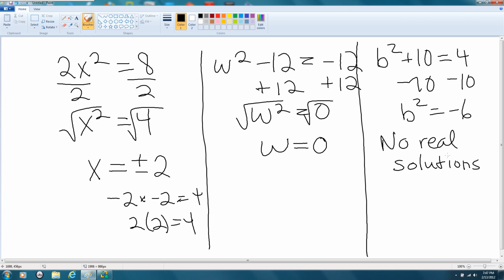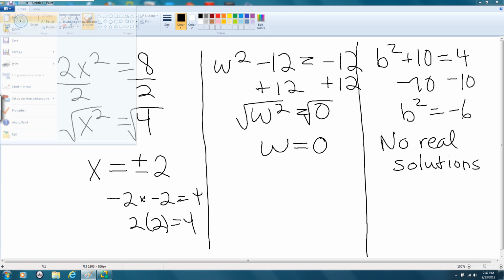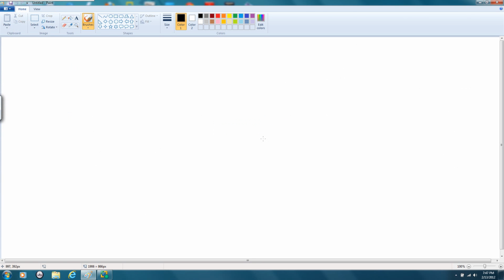I'm going to get another page here, so let me just get a new page here. I won't save that one.